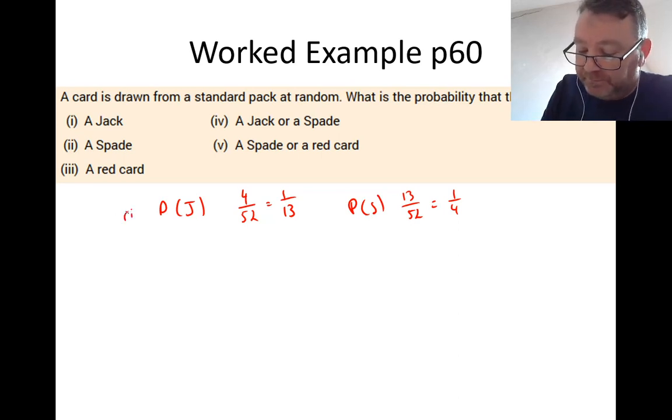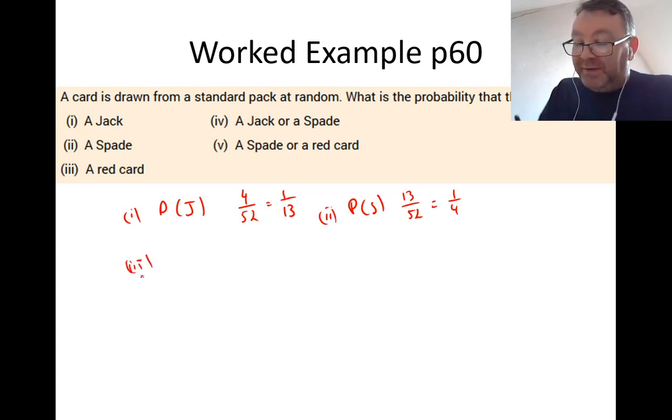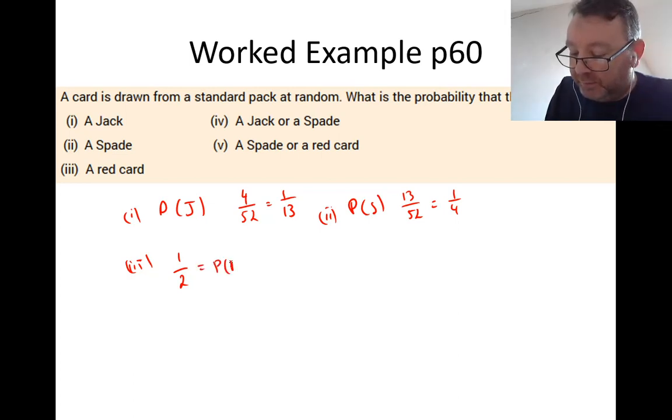Okay, this is part 1. Part 2. Part 3. What's the probability of getting a red card? That's easy. How many different colours in a pack of cards? 2. So there are 2 different colours, only one of them happens to be red. So that's the probability of red. Number 4.